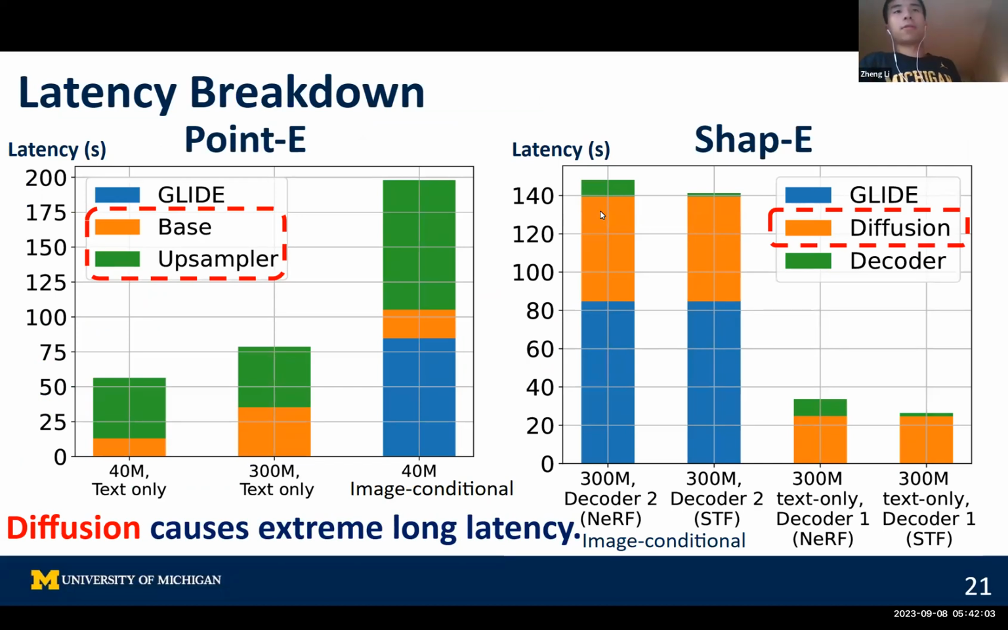These two figures show the breakdown of the latency. You can see that the diffusion process, which is circled by the red lines in the figure, causes extremely long latency. And the GLIDE model here is a text-to-2D model, and this one is optional, so we will not focus on this part. You can replace the GLIDE model with other text-to-2D models.